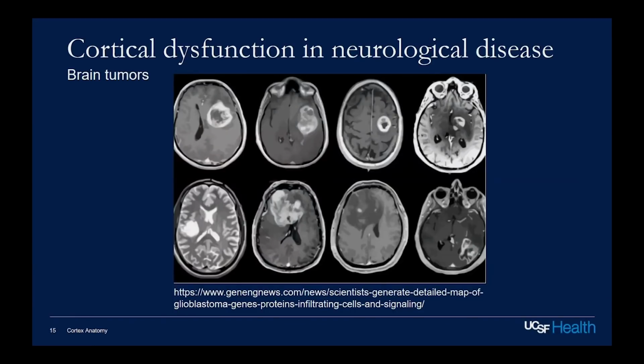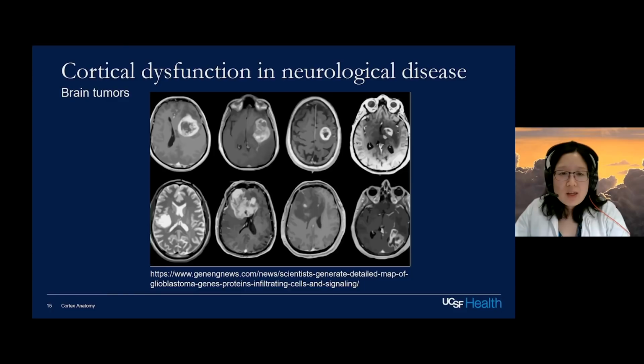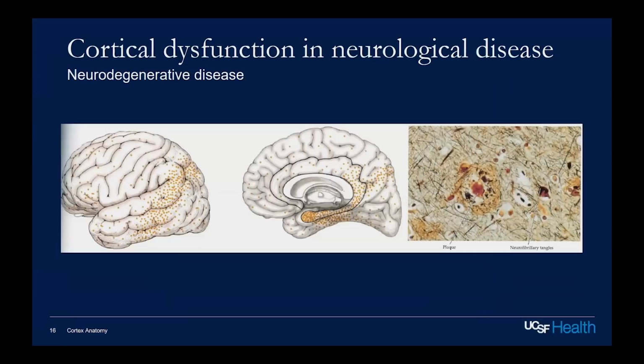Other diseases that affect the cortex include brain tumors. This is a picture of 8 different people with glioblastoma, which is a very aggressive primary brain tumor. Depending on where the tumor is located, that can cause different neurologic problems. And unlike stroke, sometimes even with these big lesions the findings they cause can be more subtle, because the tumor has grown slowly over time and pushed the brain tissue away. So it doesn't always cause as dramatic a picture as maybe a stroke would.